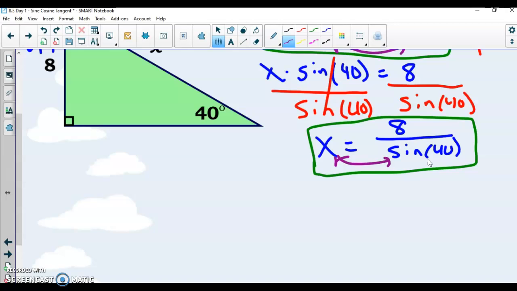Okay, when you do that, you get x is going to come out to equal 12.4. Okay. So that's, everyone, how we solve for a missing side length using trigonometry.